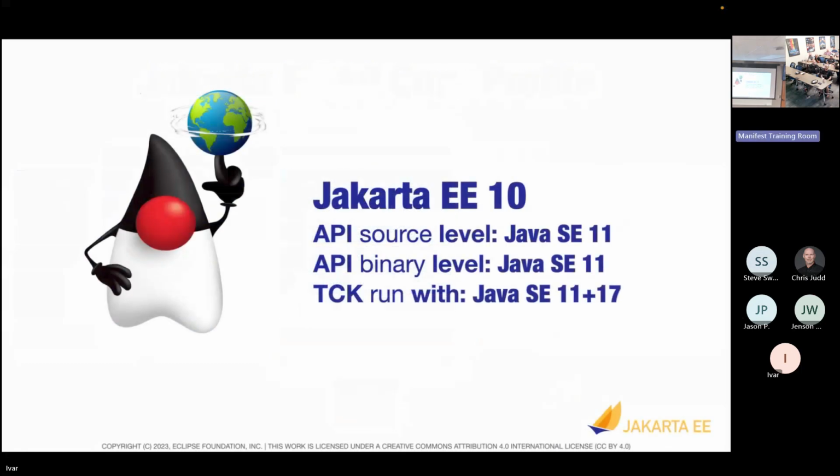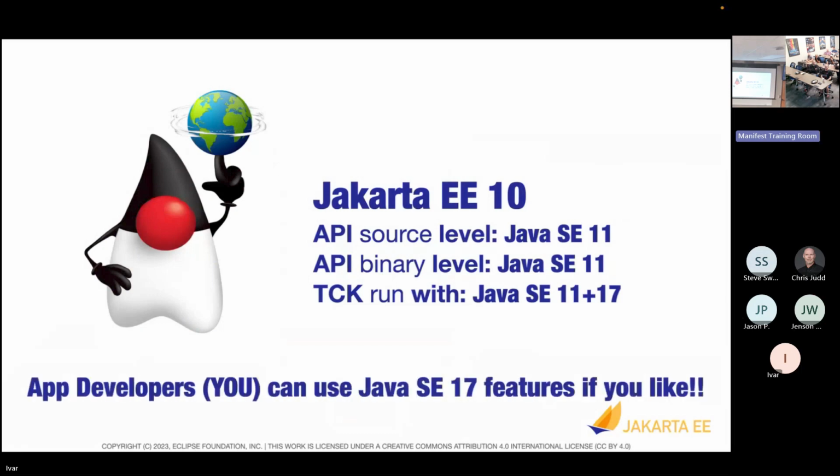And with Jakarta 10, we set the API source levels to 11. That was kind of a restrictive thing, but we saw there's no reason actually to move to 17 at this point. What we made sure is that the TCK runs on 11 and 17. So if you're using Jakarta, you probably would be on 17 and you would use a runtime running on 17. But if you're an older system, you can stay on 11 if you want to. So we support both, but usually you'll be on 17. All of the implementations have to certify on 17, but they can also certify on 11.